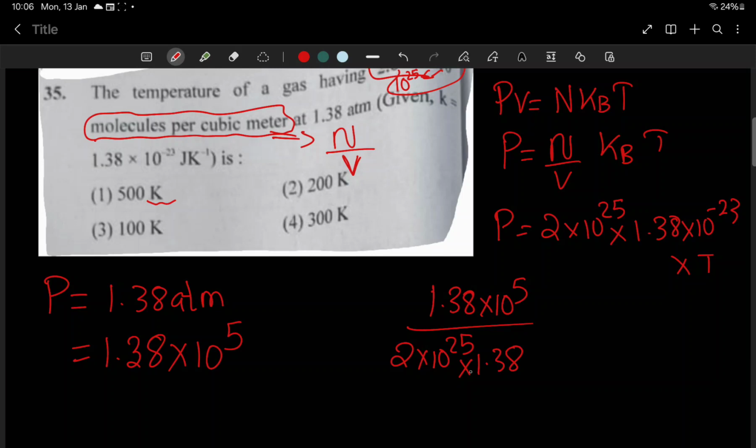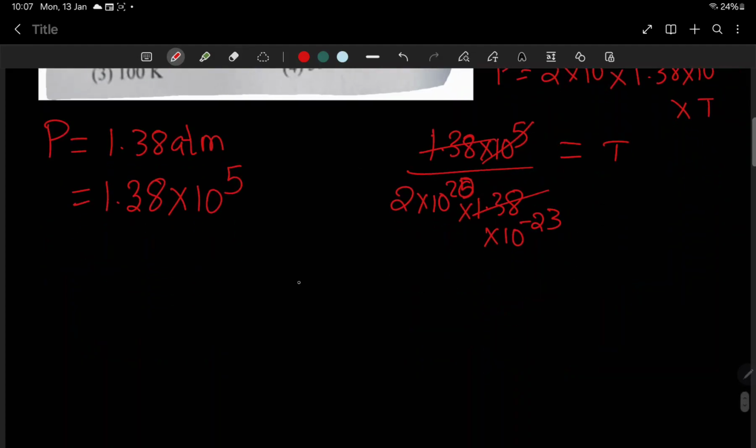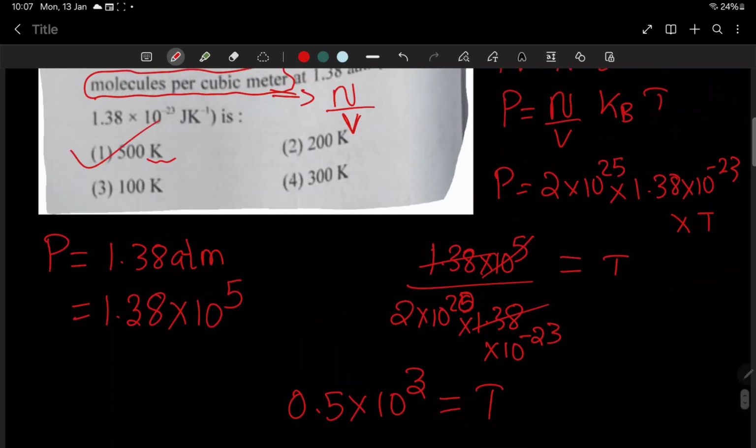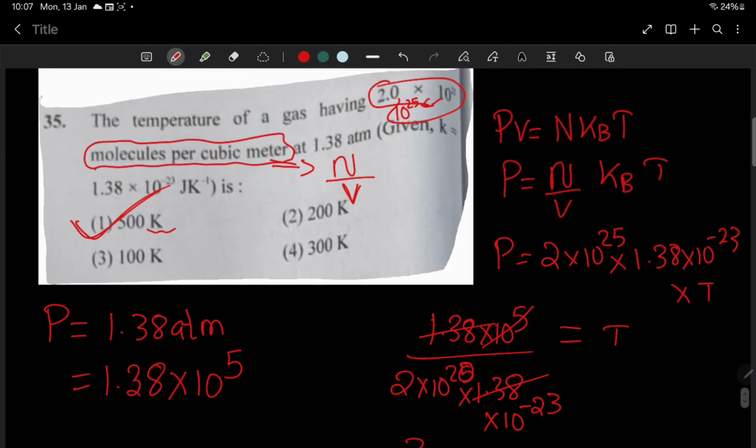Okay. 1.38 into 10 raised to minus 23 is equal to T. 1.38, 10 raised to 20, 10 raised to 5. Now we get 0.5 into 10 raised to 3 is equal to T. Therefore temperature is equal to 500 Kelvin. Option 1. Yes, that's the answer. Simple question. Now next question.